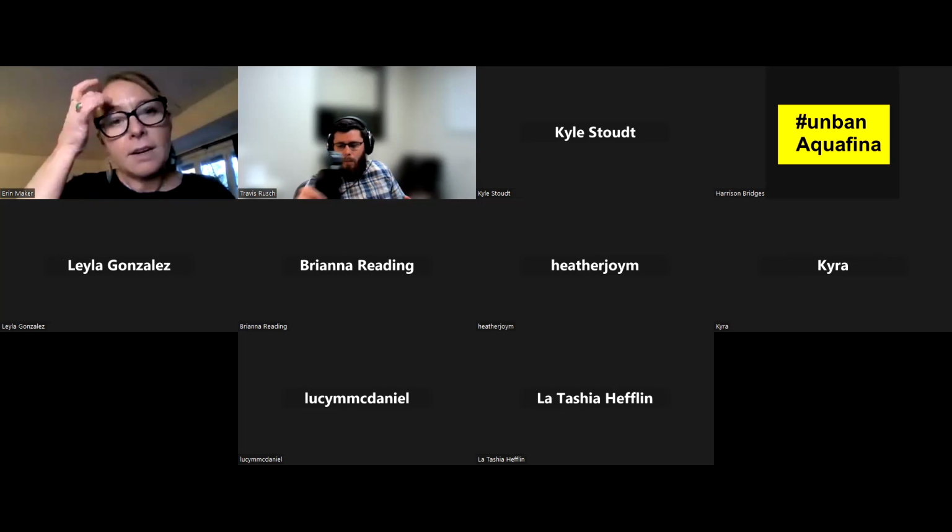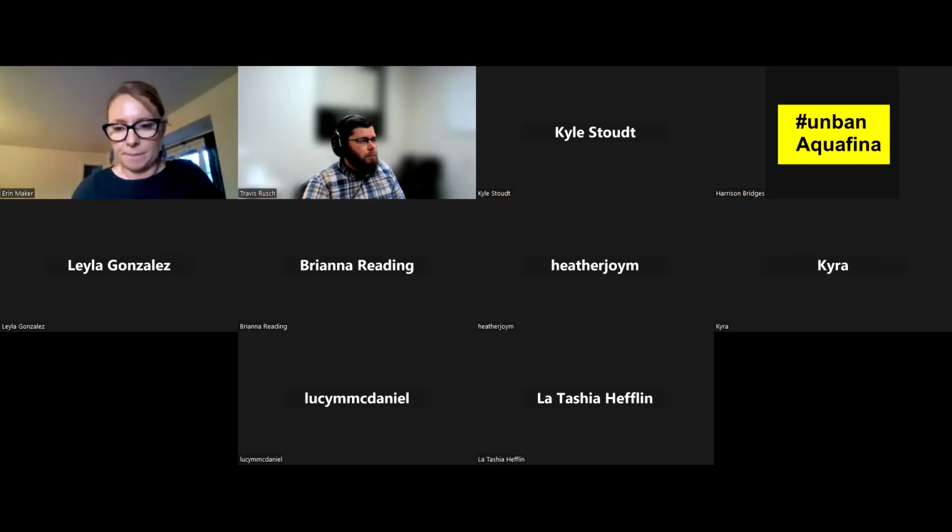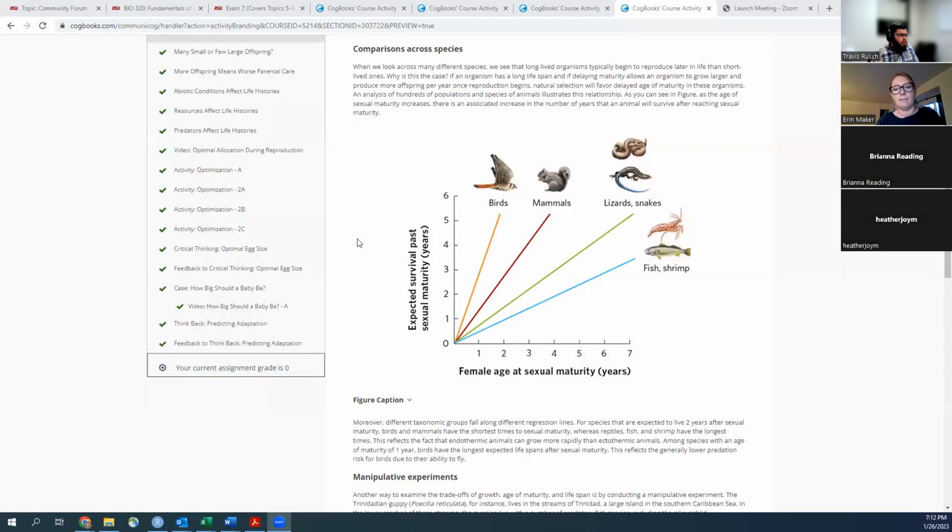Hey, I had a question about something in T8 under the to grow or reproduce chart. There's a chart that shows expected survival past sexual maturity and female age at sexual maturity, but I was a little confused on how I was reading it. Sure. So we're talking about this chart, right?